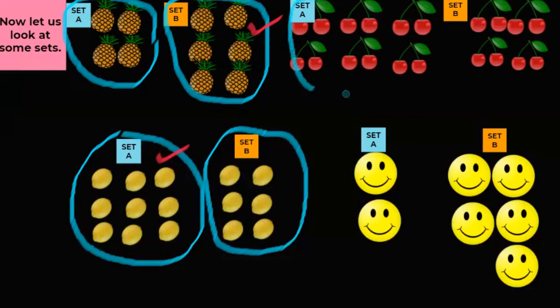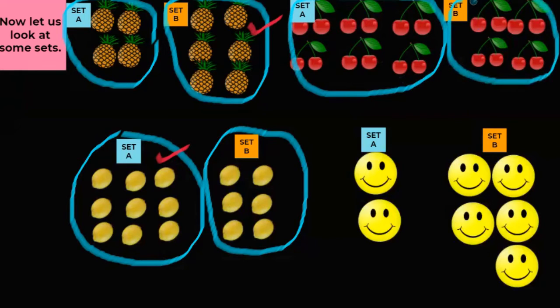Let's look at the cherries. In set A, we have 12 cherries. And in set B, we have 8 cherries. Now we want to see which set has the greater amount. Is it 12 that's in set A or 8 in set B? It is set A. Set A has 12 and 12 is greater than 8.